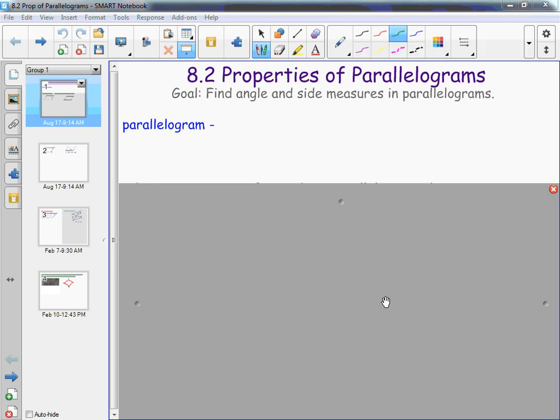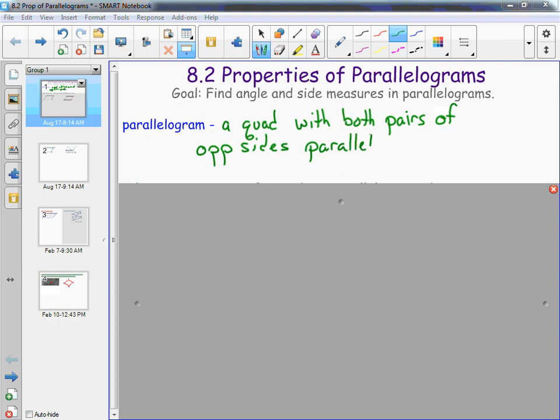Our definition of a parallelogram is a quadrilateral, which we will abbreviate with just quad, with both pairs of opposite sides parallel. And remember, we use that double L, the slanted L, for parallel. You will see this abbreviated as the abbreviation for parallelogram. I'm perfectly accepting if you want to use that as well.